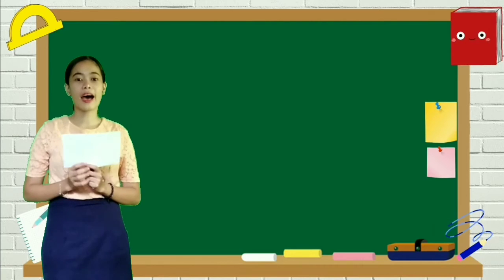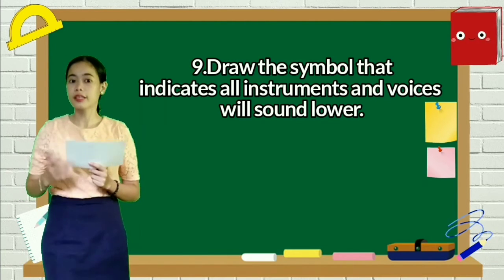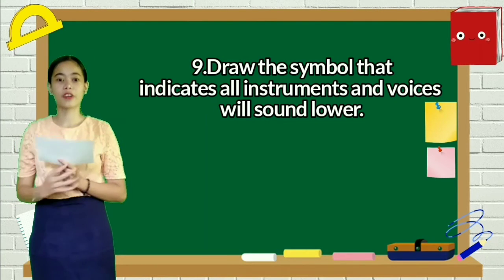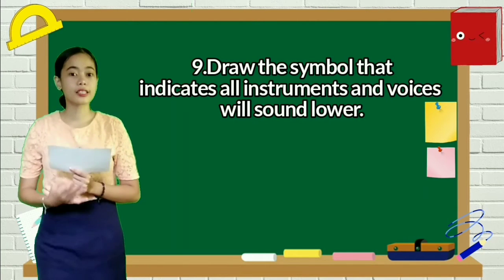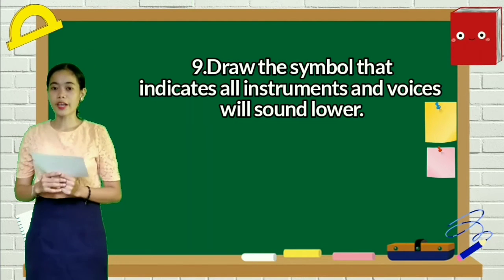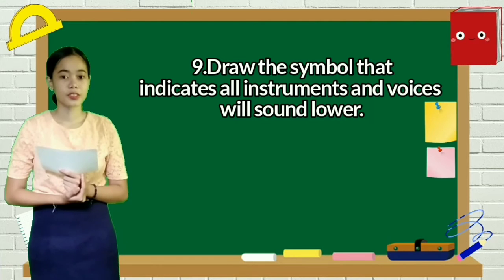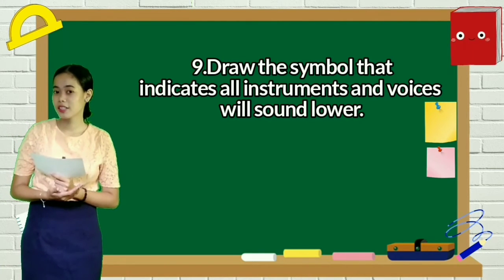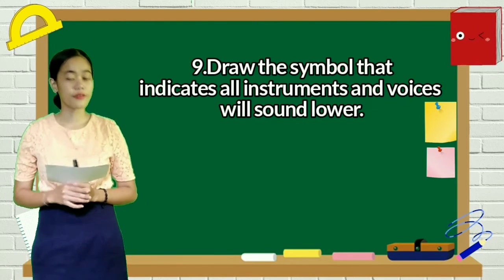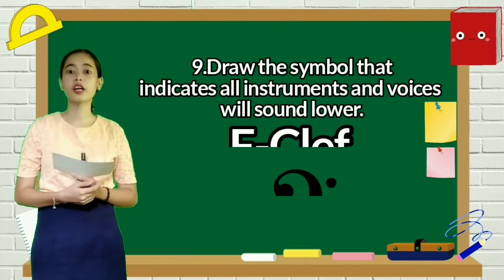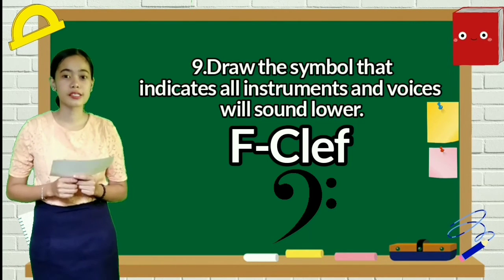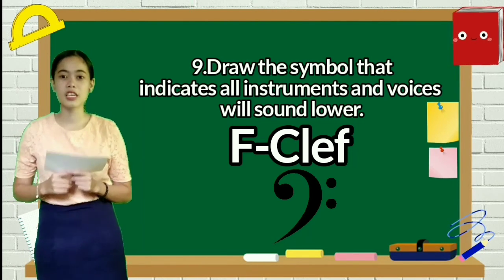For our last item, draw the symbol that indicates all instruments and voices will sound lower. I'll repeat: draw the symbol that indicates all instruments and voices will sound lower. Start to draw your answers. Are all groups done? Please raise your answers. The answer is very good. It is F clef or bass clef. All groups have the same answer, which means you will receive the points.